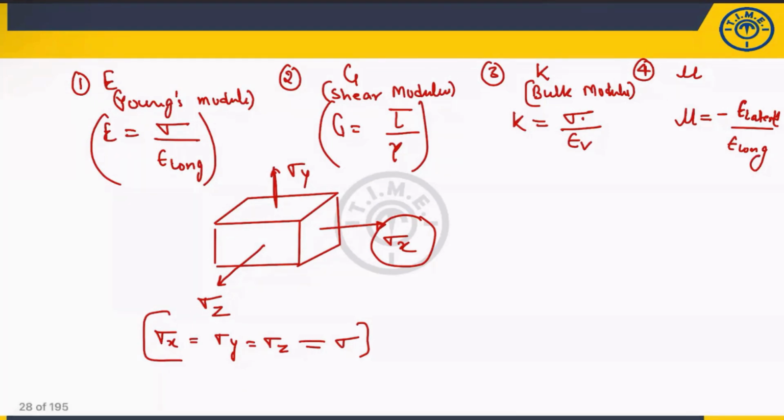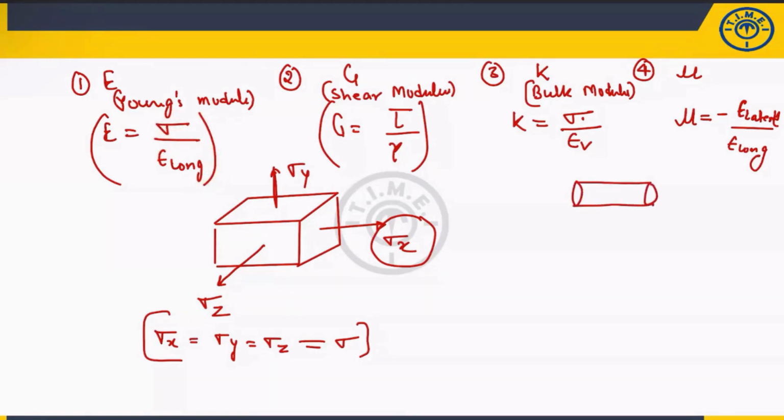Now it comes to the Poisson's ratio. This Young's modulus is the ratio of what? Normal stress to the longitudinal strain.